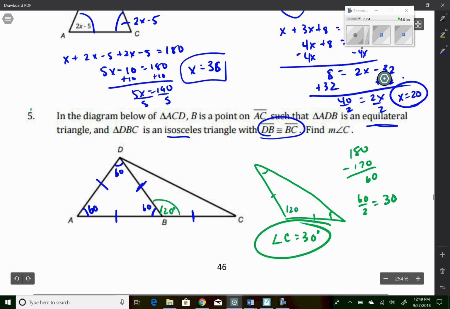Just so you know, this was a Regents question. That's a really good test question, or quiz question, or quick quiz question, all those different things we can use there.